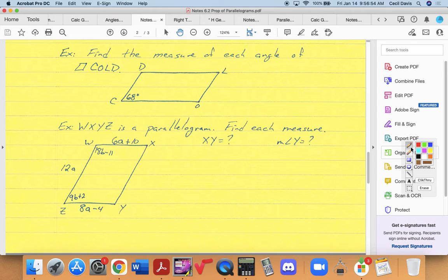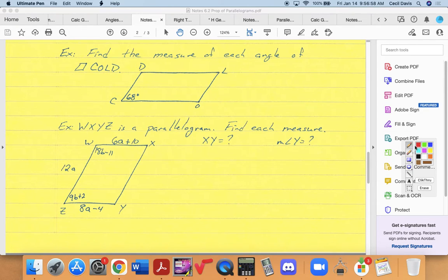All right, so let's do some example problems. Starting here, find the measure of each angle in parallelogram COLD. Well, let's start with the easiest one, where we don't have to do any arithmetic. What angle do we instantly know without having to do any arithmetic at all? L is 68.